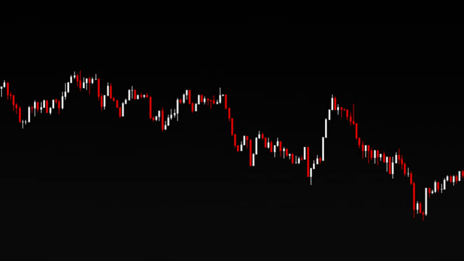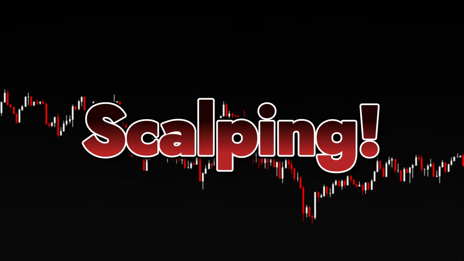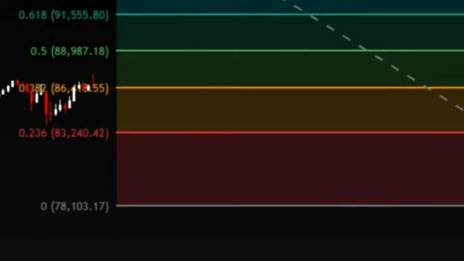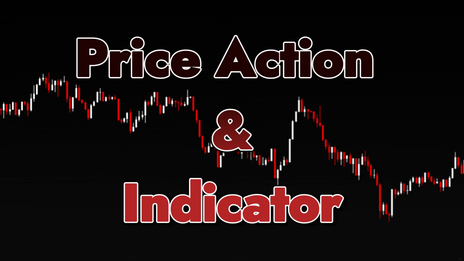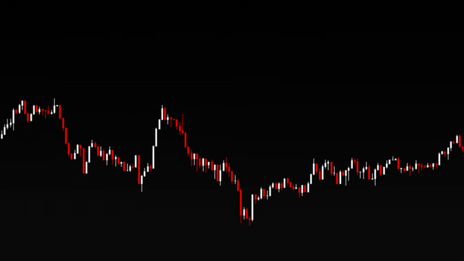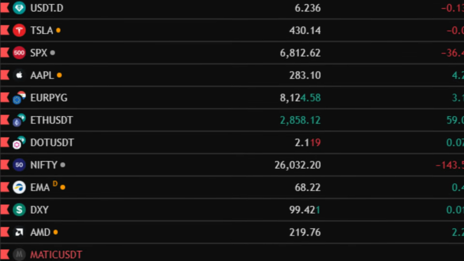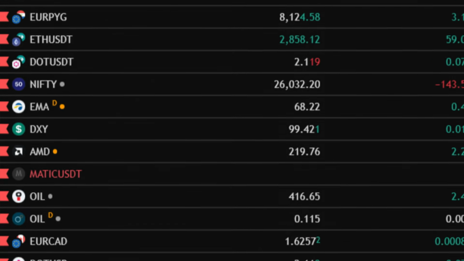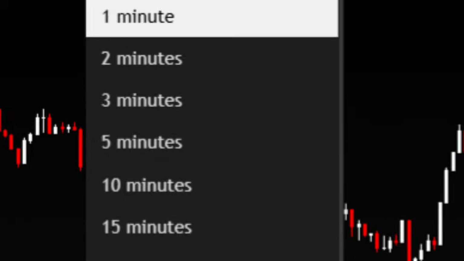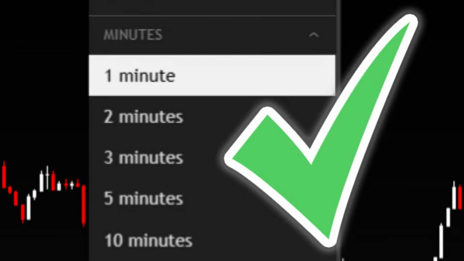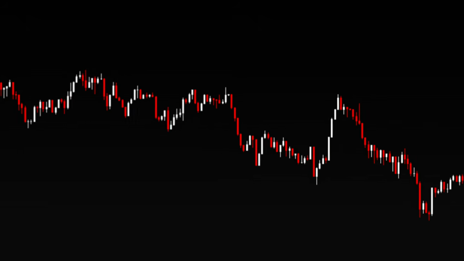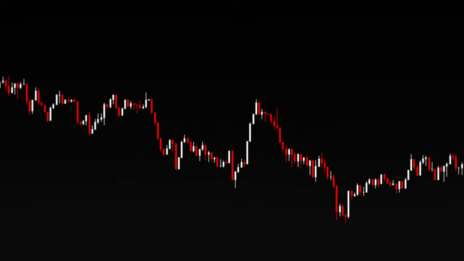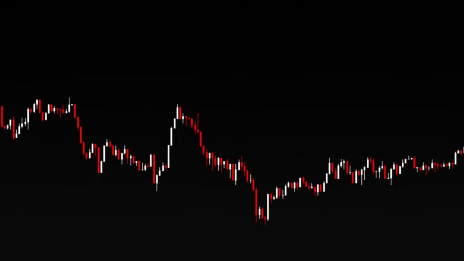In today's episode, I'm going to reveal an advanced scalping strategy that combines the Ichimoku cloud with the Fibonacci retracement. Basically, a powerful mix of price action and indicator-based trading. And the best part, you can apply this setup on any asset, in any market, and on any time frame. Though, of course, the lower the time frame, the more opportunities you will spot. Make sure you study this setup carefully, because mastering it can seriously level up your trading game.